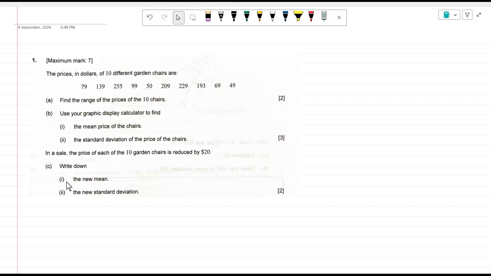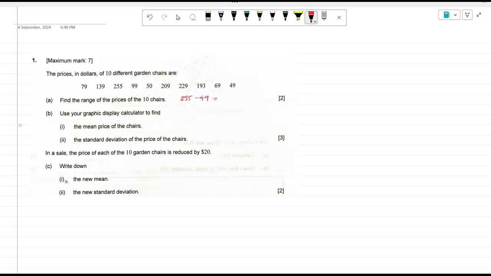Highest value minus the lowest value. What is the highest? Don't forget, range is highest minus lowest. 255 minus 50, so 205. I see, 49 is there, no? So 255 minus 49 is 206.